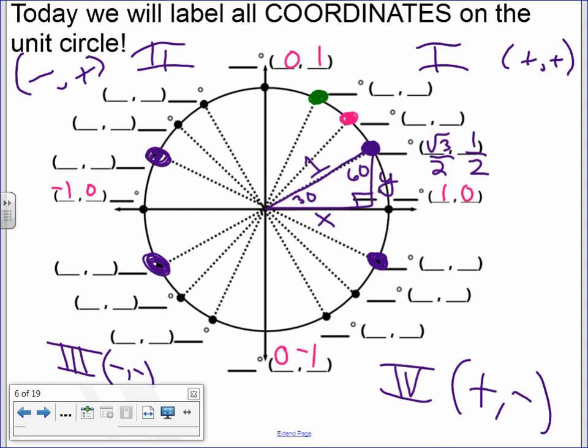So this blue dot here is also radical 3 over 2, 1/2, but the x value would be negative because of what quadrant it lives in. This blue dot down here, what is that, 210? It would also be radical 3 over 2, 1/2, but they would both be negative because you're in quadrant 3. And then over here, also radical 3 over 2, 1/2. The y value would be negative because of us being in quadrant 4.